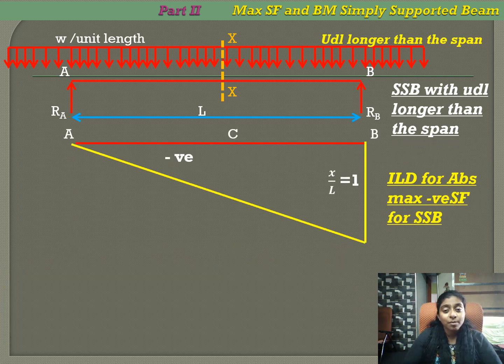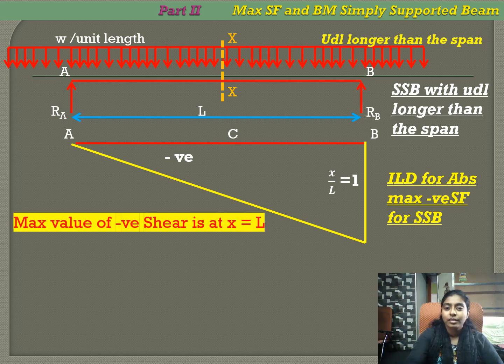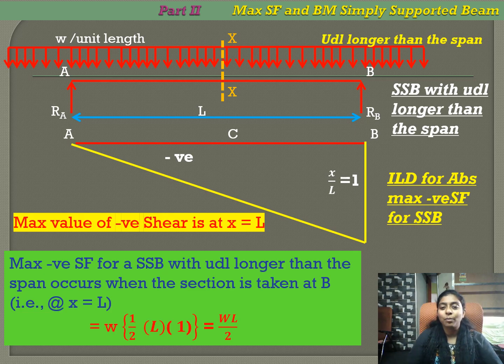This is the same for the absolute maximum negative shear force also. The absolute maximum negative shear force occurs at the section B. The value is equal to WL by 2. For the absolute maximum positive shear force, it is plus WL by 2. For the absolute maximum negative shear force, it is minus WL by 2.